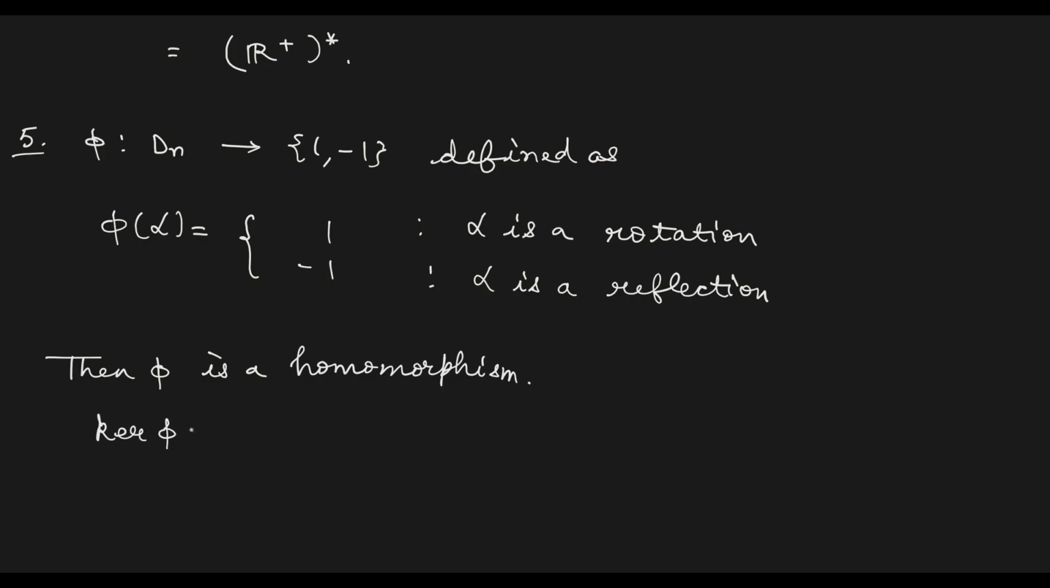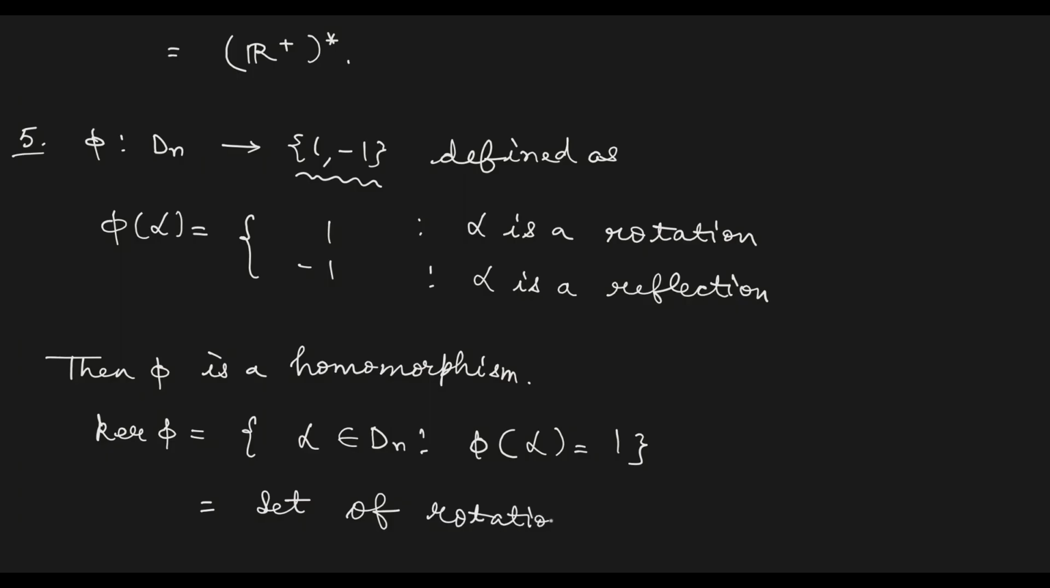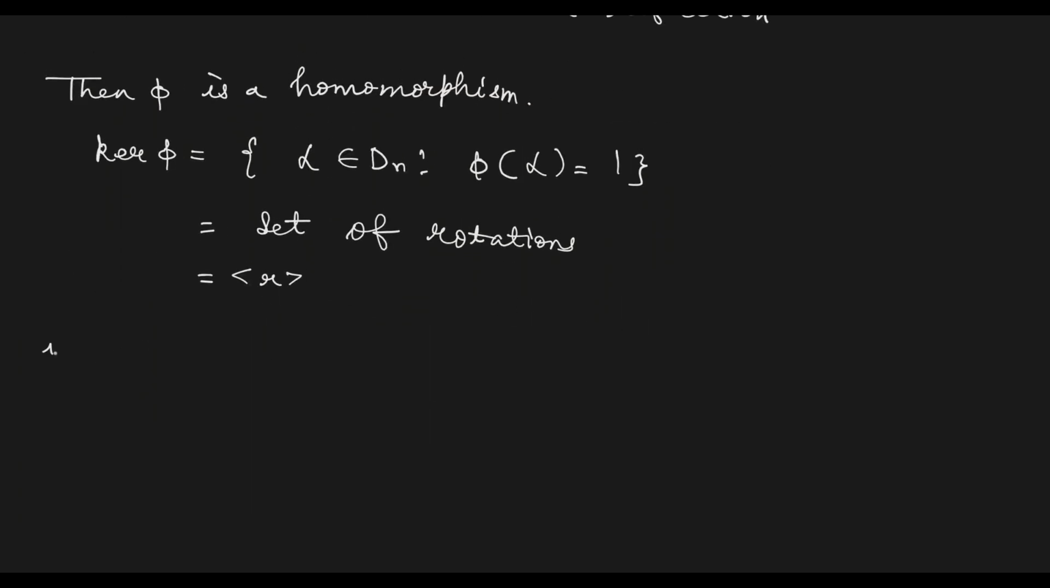Kernel phi is equal to alpha belongs to Dn such that phi alpha is equal to the identity of the codomain, which will be 1. So the set of rotations, because when alpha is a rotation, it is taking the value 1. So generator R, where R is the rotation by 360/n degrees.